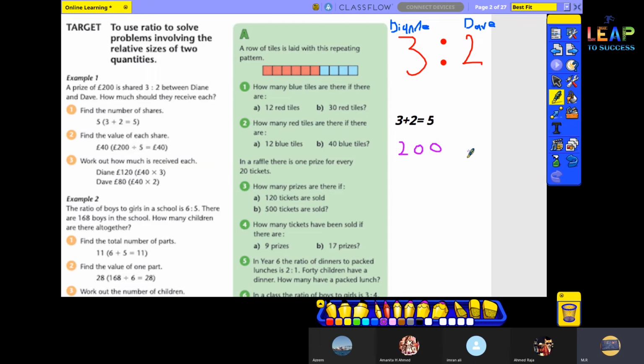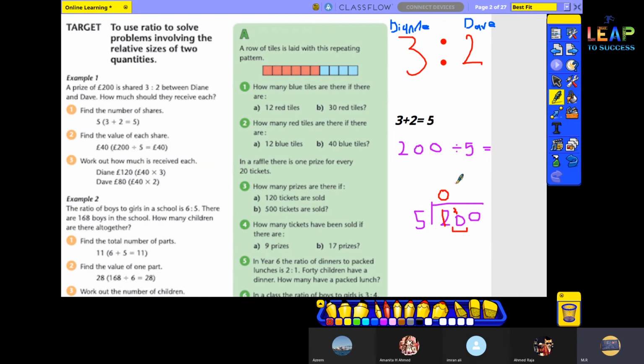Now the idea is we need to find out what one share is worth. In order to find that out, you do 200 divided by 5. Once you calculate that, if you do short division, you've got 5 on the outside, 200 on the inside. We'll just quickly get through this. How many 5s go into 2? You should know that is 0 because 2 is not in the 5 times table. Cross that out, move that along, so you end up with now 20.